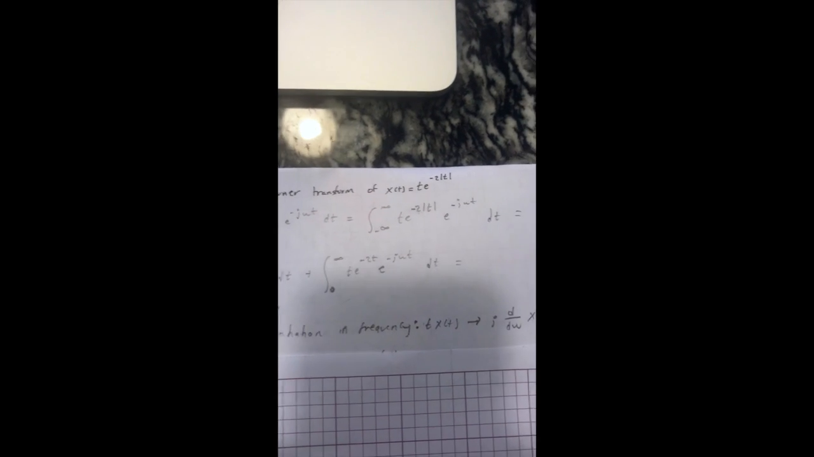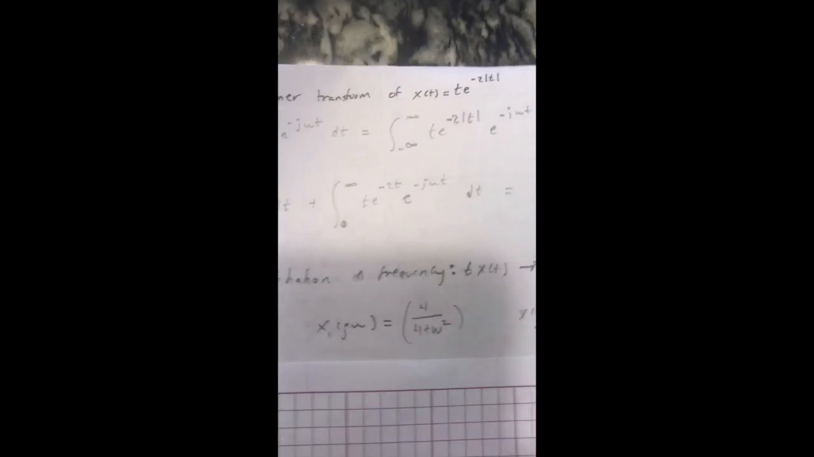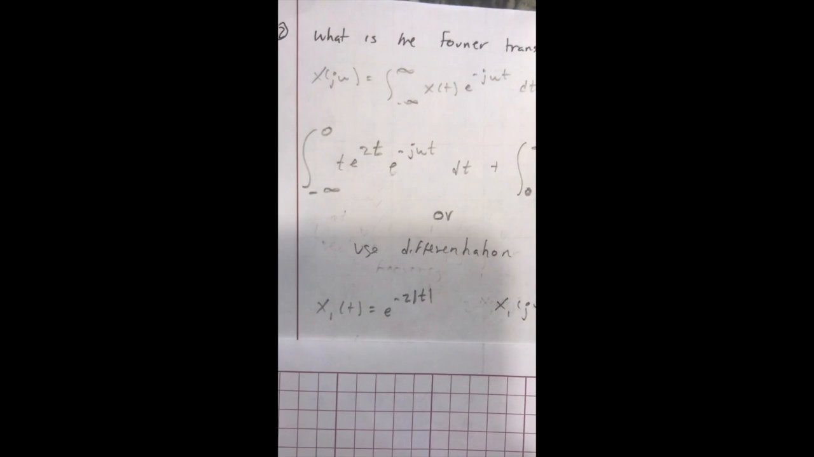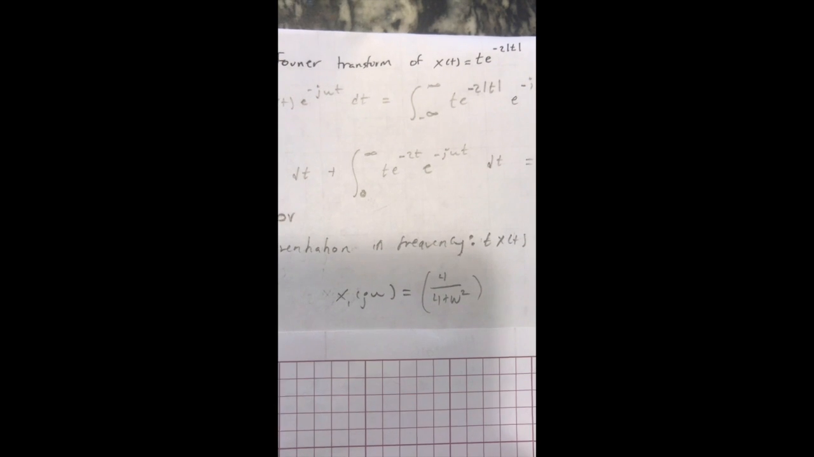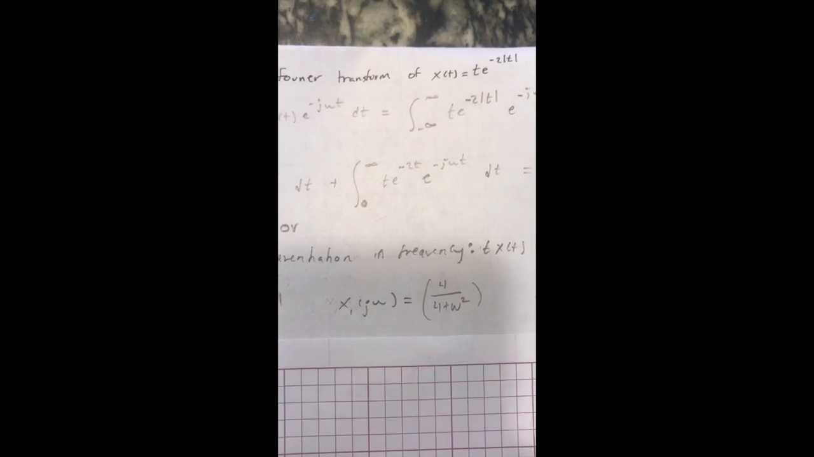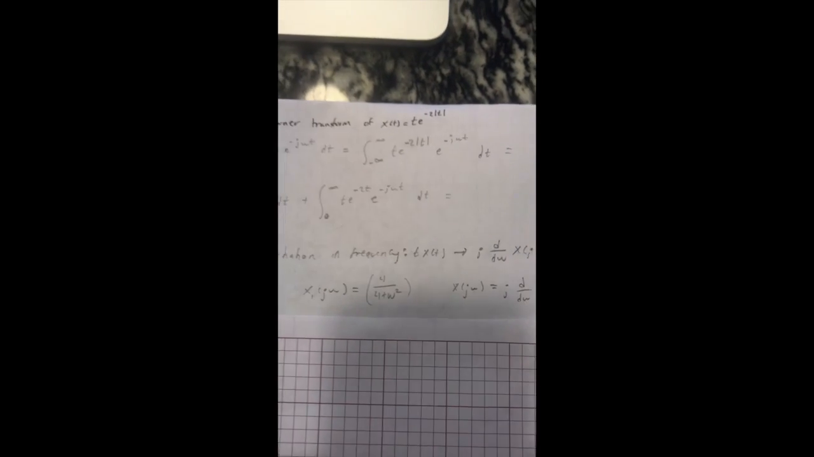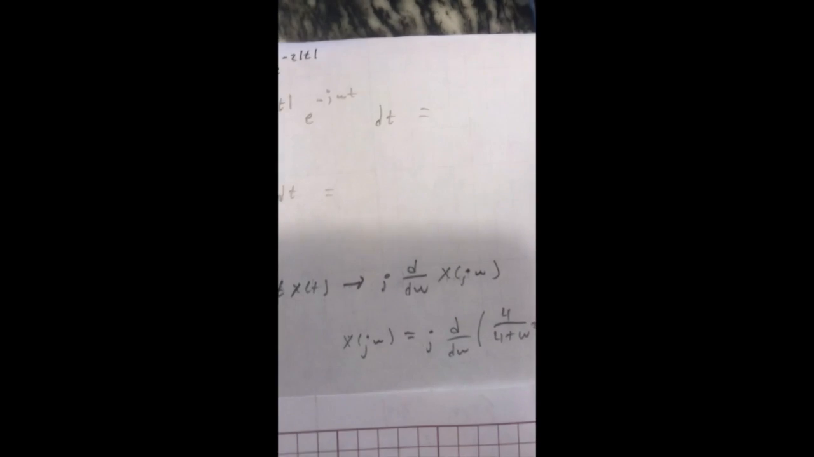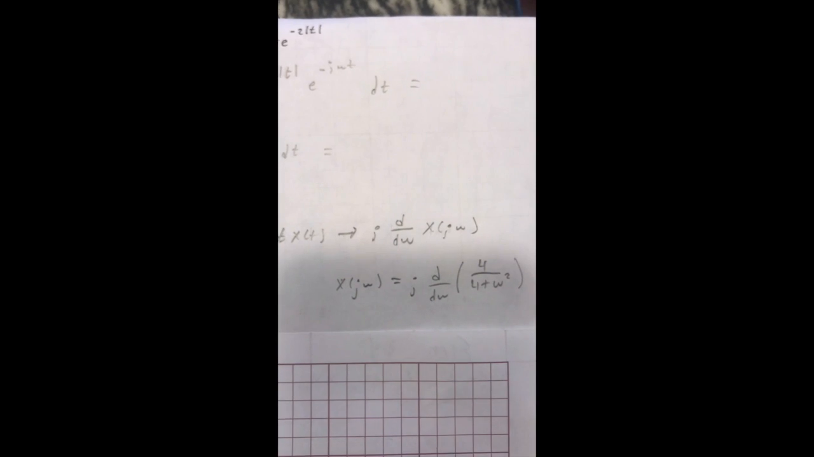Now, what people usually mess up on is trying to think it's multiplication, but it's not multiplication. So just use your properties. So x1 of j omega would equal 4 over 4 plus omega squared. This would be your property, right? Using your property, now what you want to do is take the derivative of this, right? Because that's what we're looking for.